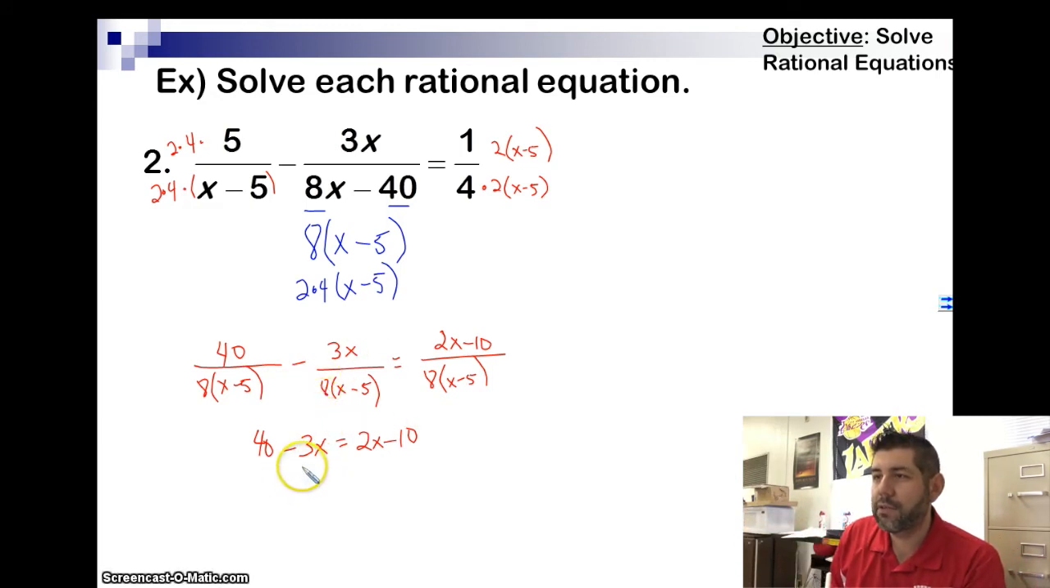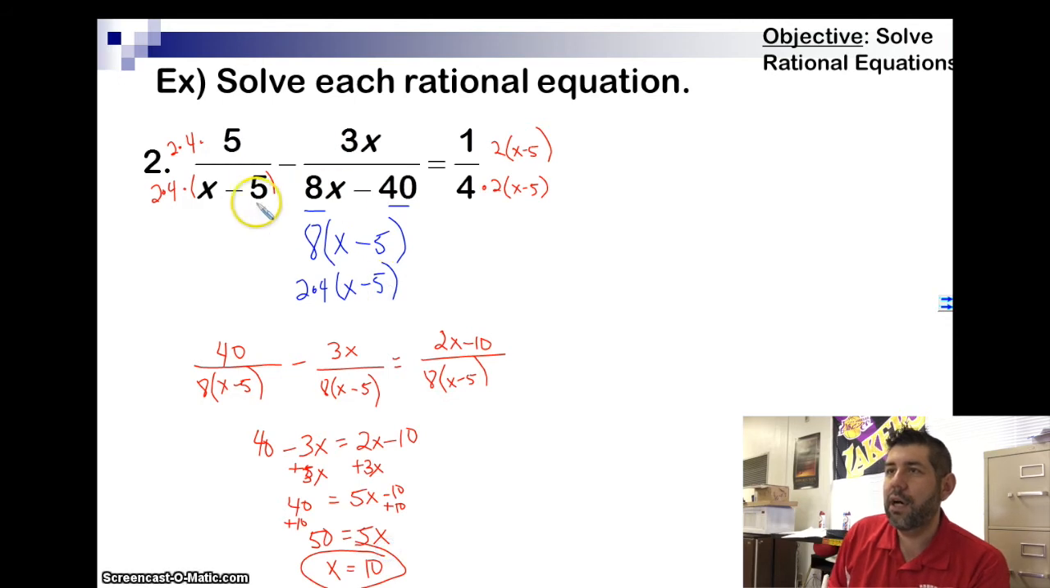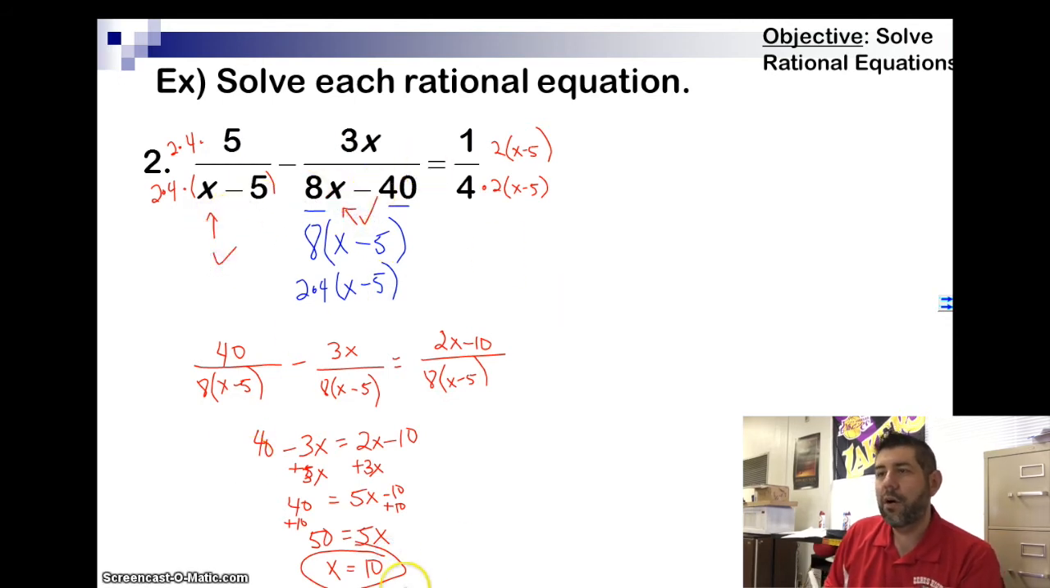Now we're going to solve for x. So let's add 3x this way. Equals 5x minus 10. We're going to add 10. So 50 equals 5x. And then finally, x equals 10. And we're going to want to check this. If I put it in here, yep, that's going to work. If I put it in here, yep, that's going to be fine. All right, we're good. So x equals 10 is our answer.